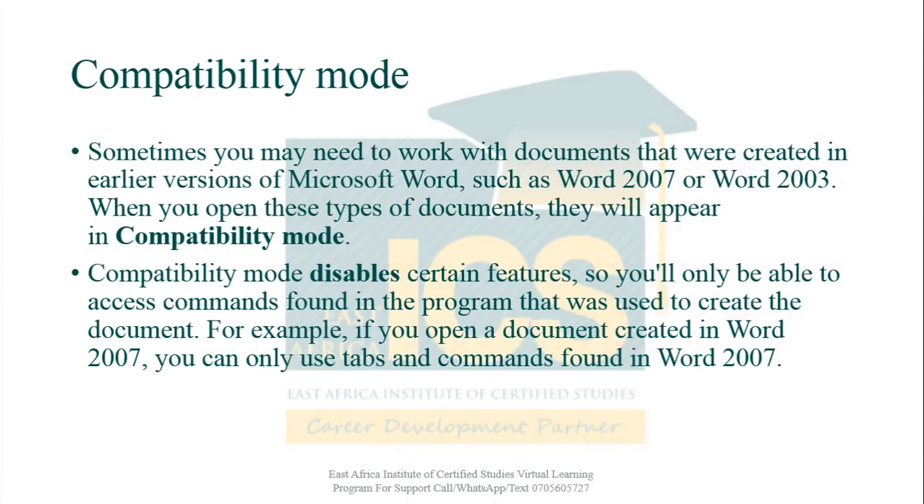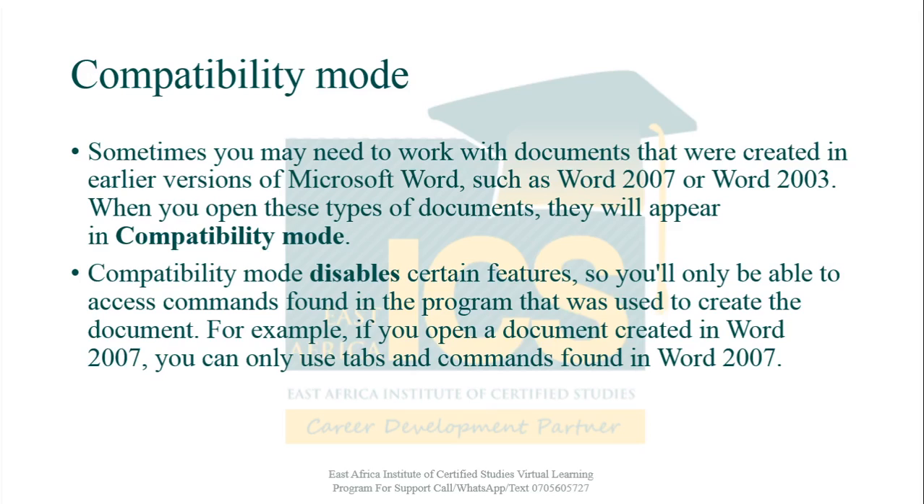Compatibility mode. Sometimes you may need to work with documents that were created in earlier versions of Microsoft Word, such as Word 2007 or Word 2003. So when you open these types of documents, they will appear in compatibility mode. Compatibility mode disables certain features, so you'll only be able to access commands found in the program that was used to create the document. For example, if you open a document created in Word 2007, you'll only use the tabs and commands found in 2007.